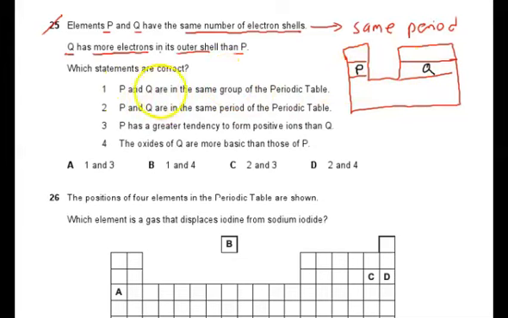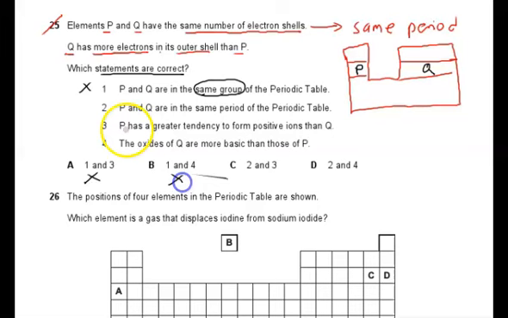So P and Q, which statements are correct? P and Q are in the same group. No. So one is wrong. So it's not A, it's not B. Okay, now let us look at number 2. Number 2, yes, same period. So P has a higher tendency to form positive ions than Q. So which is correct? Metals will form positive ions, while non-metals will form negative ions.